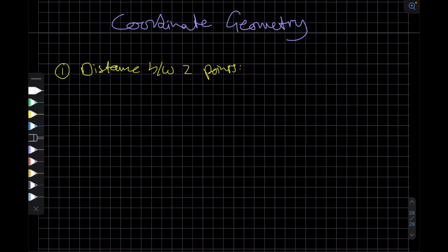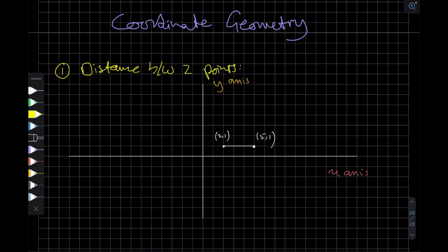Alright, so let me draw a graph first. Here I have drawn a horizontal line, and we can see that it's a horizontal line because the y value is constantly at the same thing, it's at 1. So if I ask you what is the distance between these 2 points, what is the length of this line?